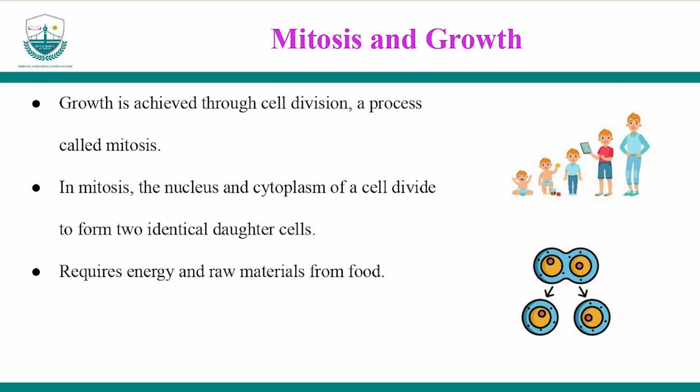Now, we're looking at mitosis, which is the type of cell division that occurs in the growth of organisms. So with this type of cell division, we are having the nucleus and the cytoplasm of a cell dividing to form two identical cells, two identical daughter cells. That is very key. Two identical daughter cells. If you can repeat that, two identical daughter cells. Why do we have to repeat that?